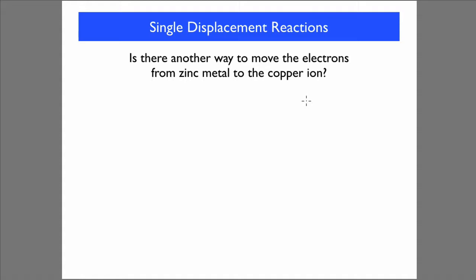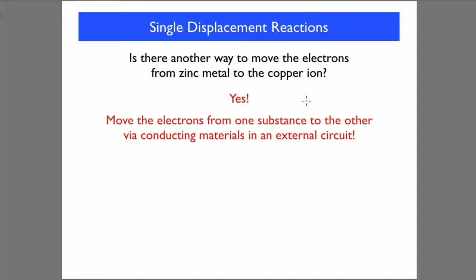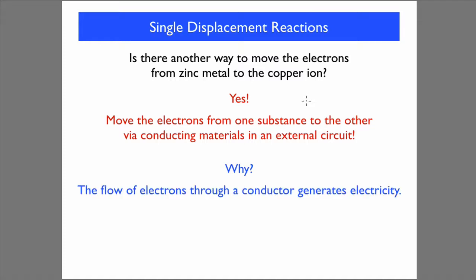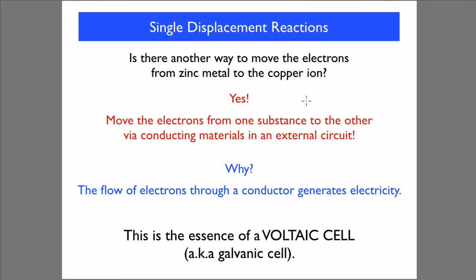But is there another way to move the electrons from the zinc metal to the copper ion? And yes, indeed there is. You can move the electrons from one substance to the other via conducting materials in an external circuit. And why would you do this? The flow of electrons through a conductor will generate electricity. And this is the essence of a voltaic cell.